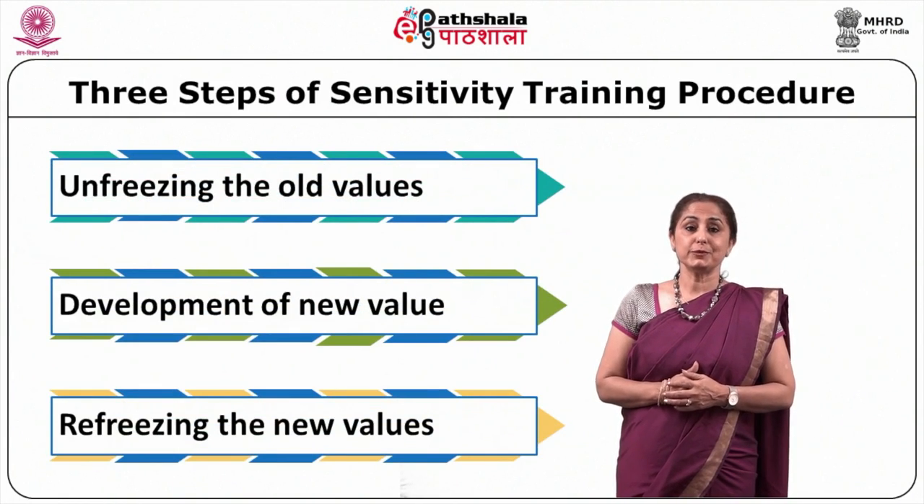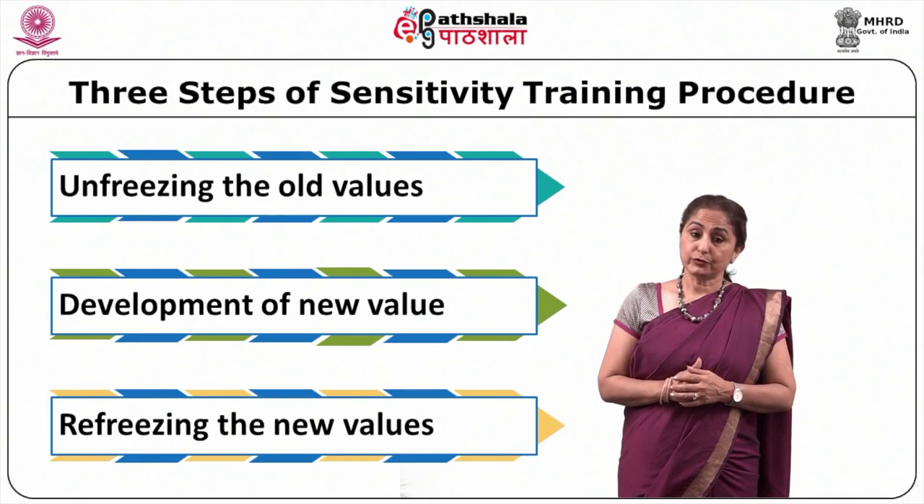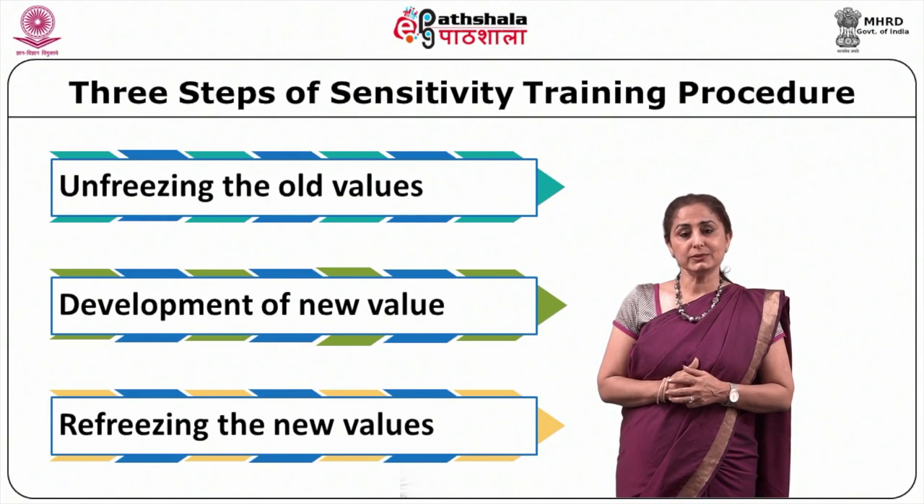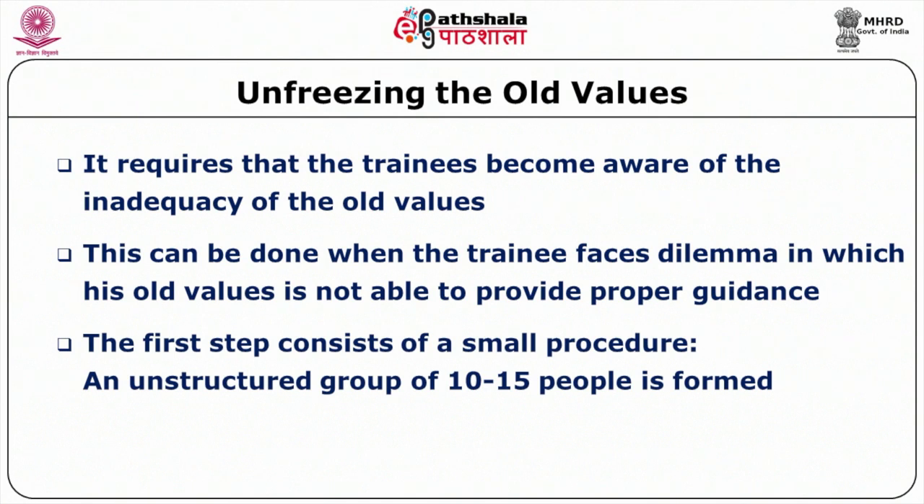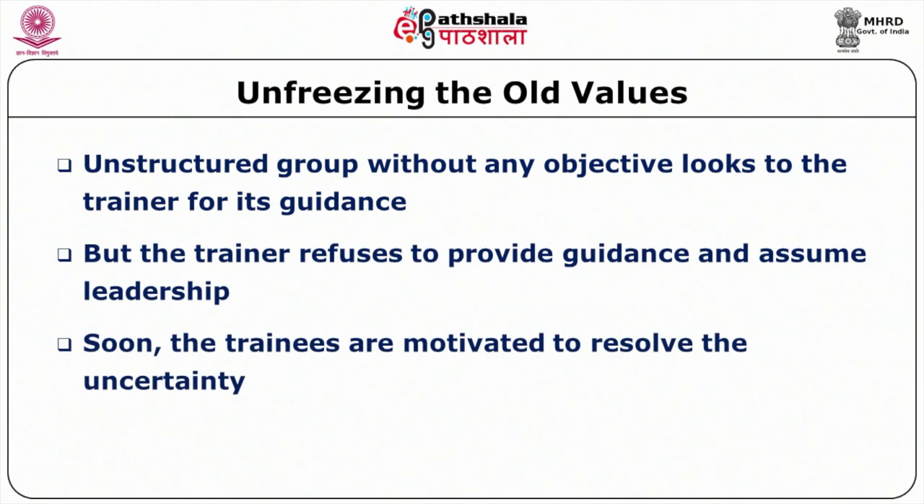Let us have a look at how the sensitivity training program takes place. It normally takes place in three steps. And these three steps are unfreezing the old values, development of new values, and refreezing of the new values. Let us examine the first step, that is unfreezing the old values. The trainees of a program in the first step are put together in a situation where the group is very unstructured, without any agenda or objective. And as a result, they start looking out for the trainer for his guidance. The trainer, on the other hand, refuses to provide any guidance or take up leadership. The trainees are now forced to take charge of the situation. And so they motivate themselves to resolve this uncertainty in the group.